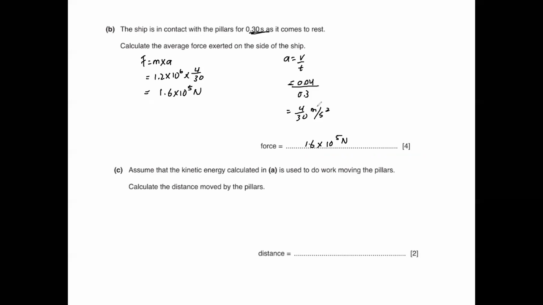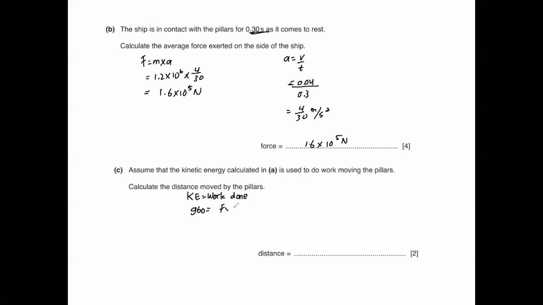And then assume that the kinetic energy calculated in A is used to do work moving the pillars, and then calculate the distance. So this one means that the KE equals the work done. So we can write kinetic energy equals the work done. The kinetic energy that we found from number A is 960. So we write 960, and the work done formula is force times distance.